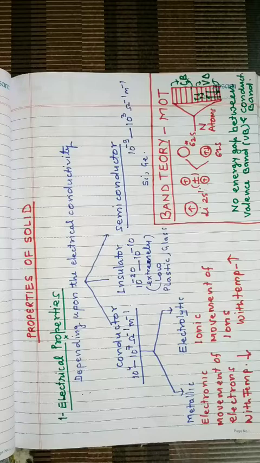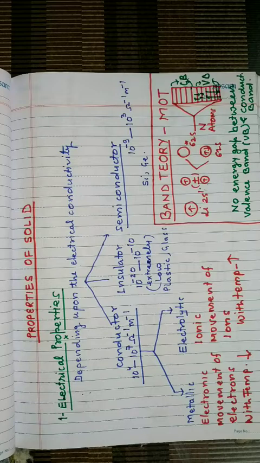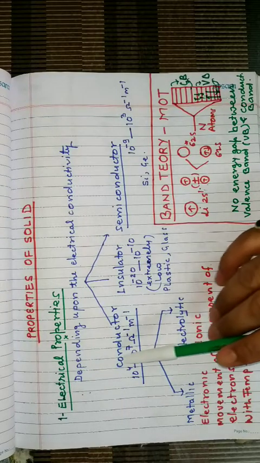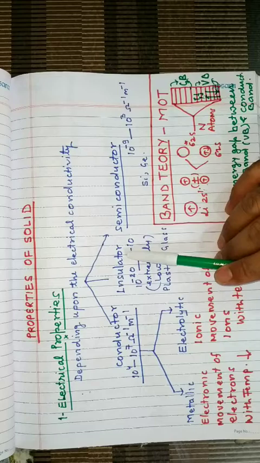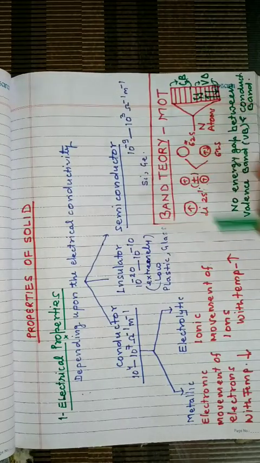These electrical properties depend upon the conductivity of the solid, whether they can allow the passage of electric current through them or not. They can be divided into three types. One is conductor, another is insulator, and third one is semiconductor.